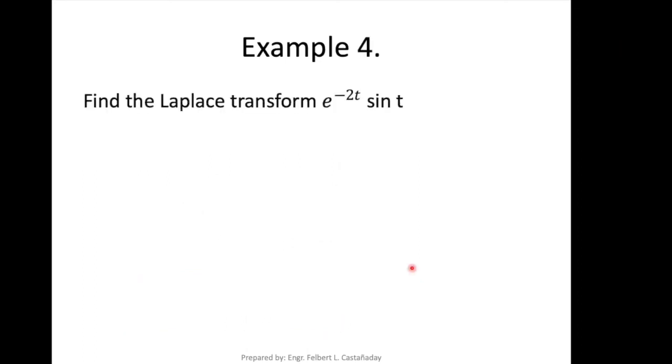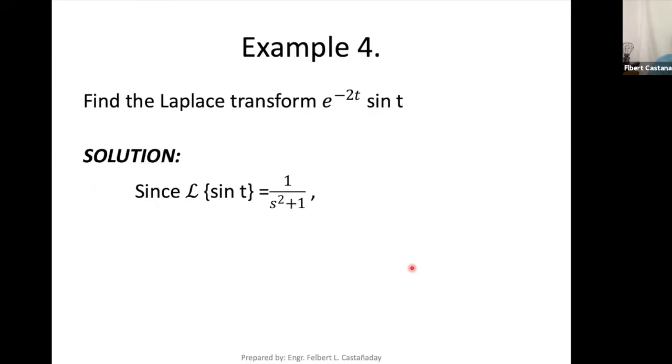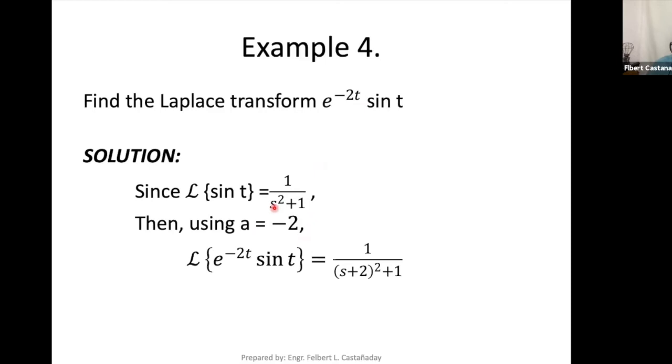Example number 4. Remember that the Laplace of sine of t, using the formula b over s squared plus b squared, with b equal to 1, is 1 over s squared plus 1. However, you have an exponential function e raised to minus 2t. So your a here is equal to minus 2. That's why your s will be replaced by s plus 2.